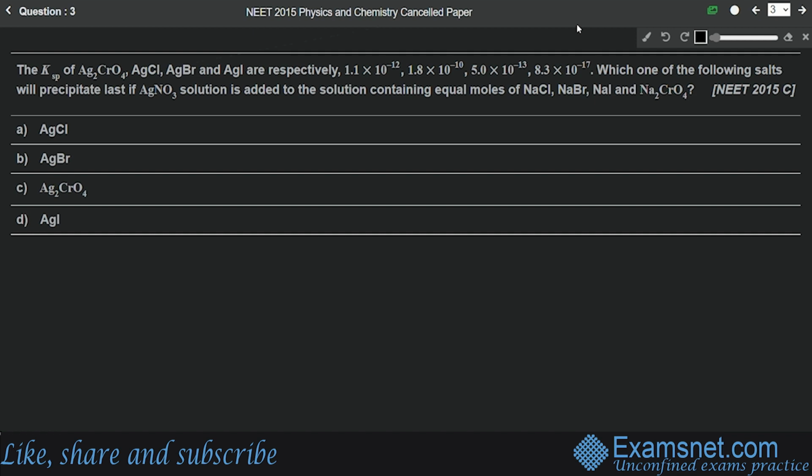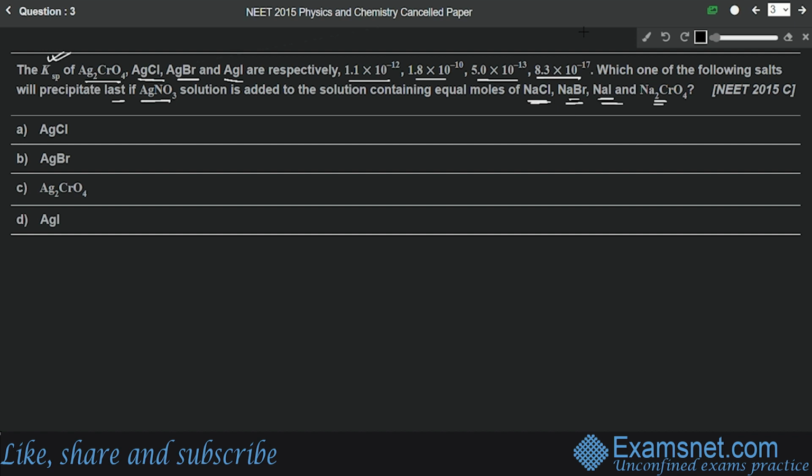Question number 3 is from the chapter Equilibrium, and the question is: the Ksp of silver chromate, silver chloride, silver bromide and silver iodide are respectively 1.1 into 10 to the power minus 12, 1.8 into 10 to the power minus 10, 5 into 10 to the power minus 13 and 8.3 into 10 to the power minus 17. Which one of the following salts will precipitate last if silver nitrate solution is added to the solution containing equal moles of sodium chloride, sodium bromide, sodium iodide and sodium chromate?